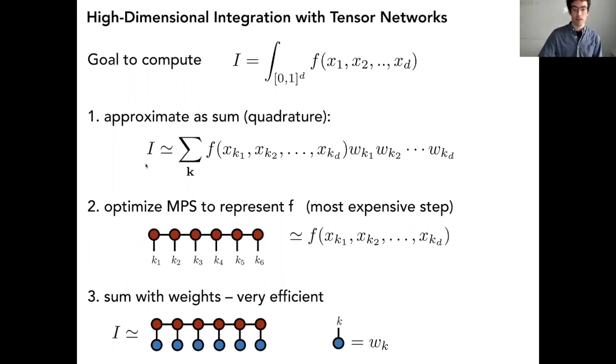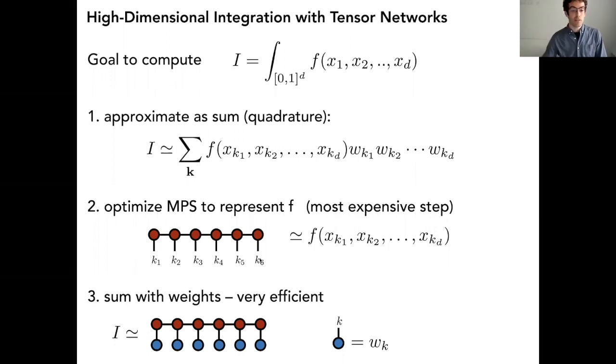And this will give you a very good approximation of this integral. However, this is still an exponentially hard thing to do. You have to run over this sum over these d variables. So you have like 10 to the d different values you have to sum over. So you haven't really gained a whole lot.